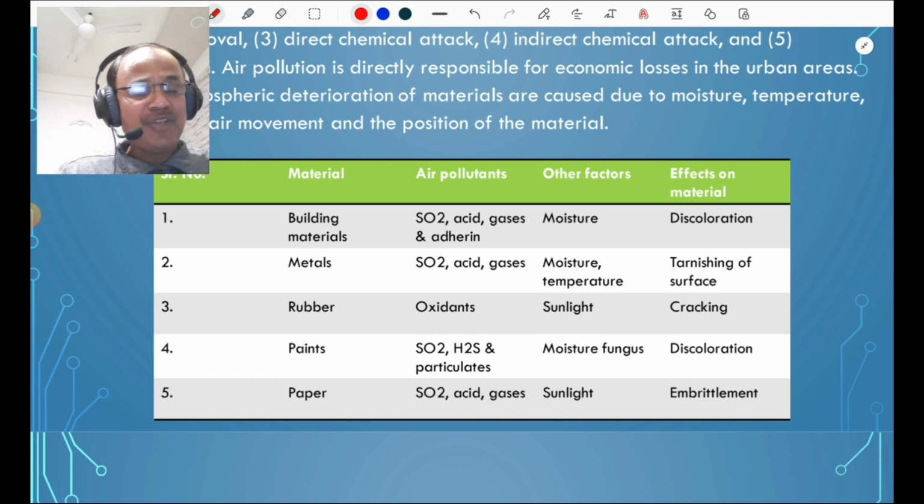Paints: SO2, H2S and particulates, moisture and fungus. Discolorization is there on the paints. And for paper, SO2 and acid gases are the air pollutants, and the other factor is sunlight. And what is the effect on the material? That is embrittlement.